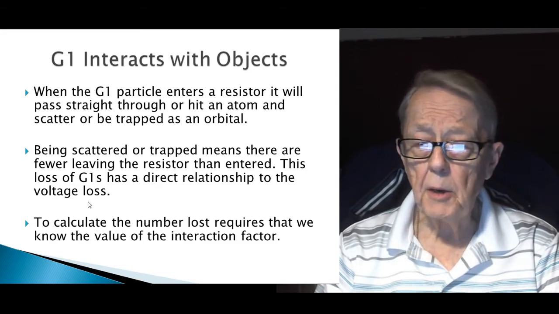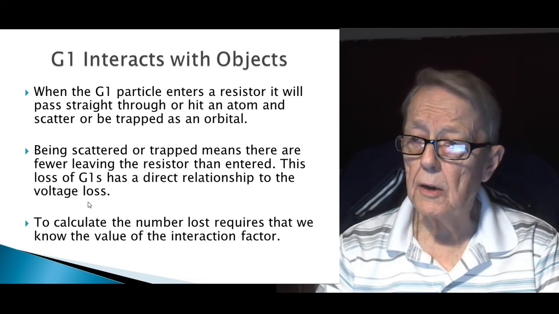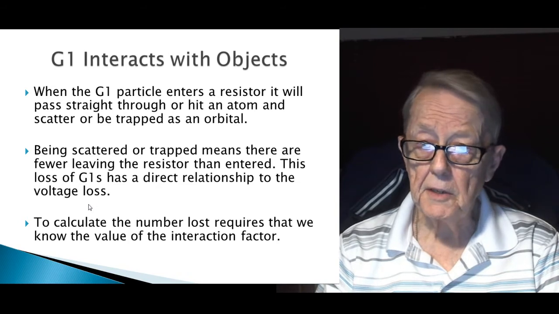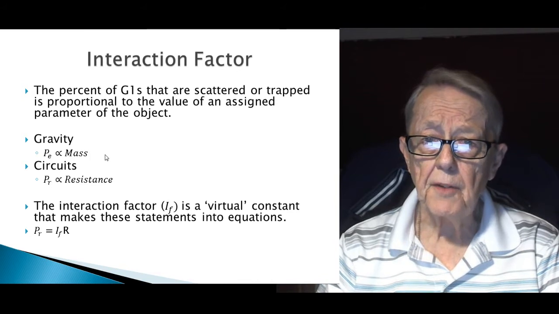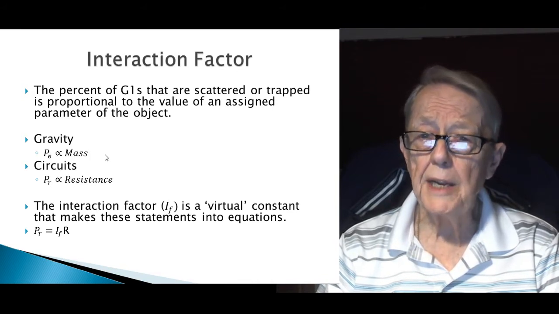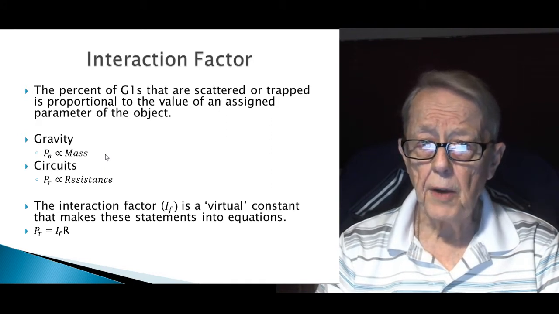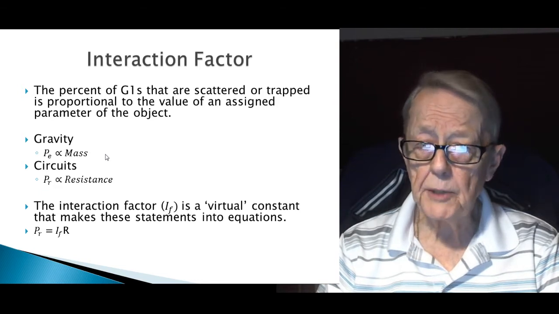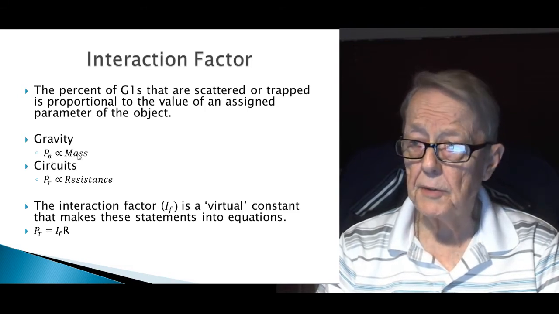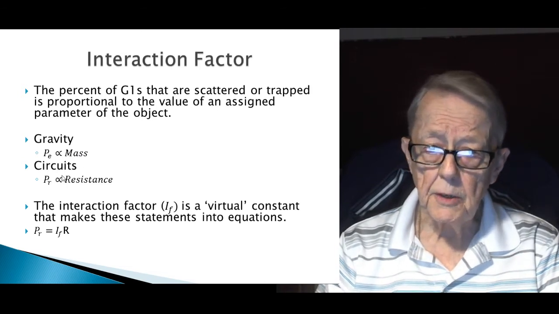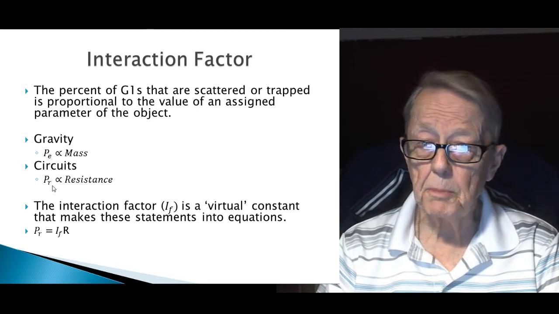But to calculate the number lost requires that we know what I call an interaction factor. This is a statistical number, and this is how I define it. It is the percent of G1s that are scattered or trapped, and it's proportional to the value of the sign parameter of the object. In the case of gravity, the percent loss, for example, through the Earth is proportional to the mass of the Earth. In circuits, the percent reduction is proportional to the resistance of the resistor.